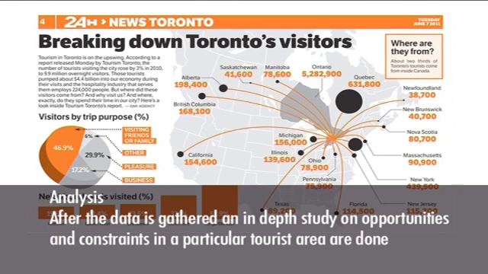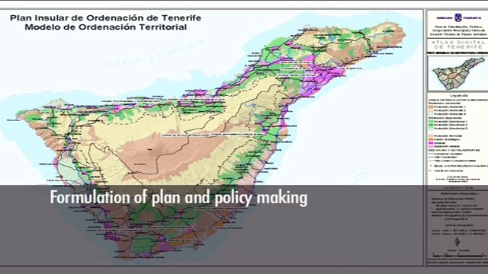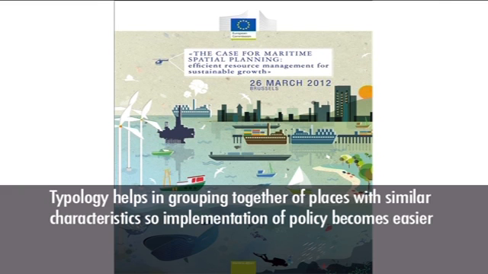Analysis. After the data is gathered, an in-depth study can be made on the opportunities and constraints in a particular tourist area. Typology can help in identifying trends, problems, conflicts, and opportunities for development. Formulation of plan and policy making. This is the stage where the physical structure of the plan is decided based on the spatial information obtained. Typology helps in grouping places of similar characteristics for the ease of policy implementation.